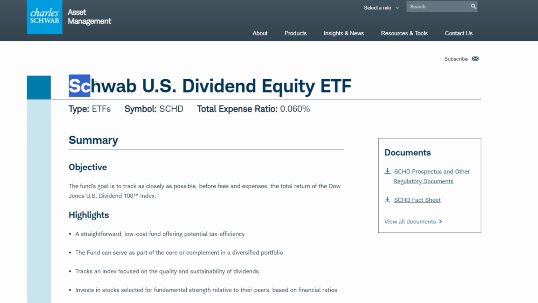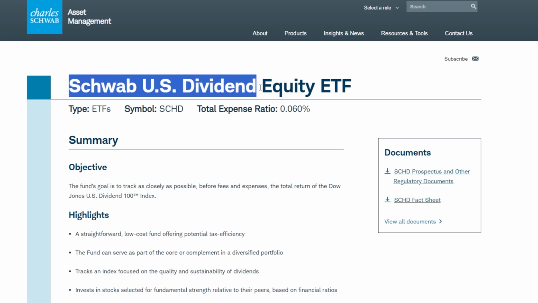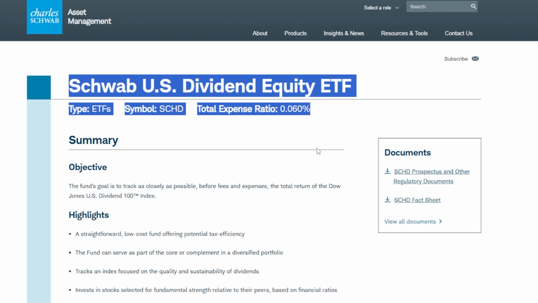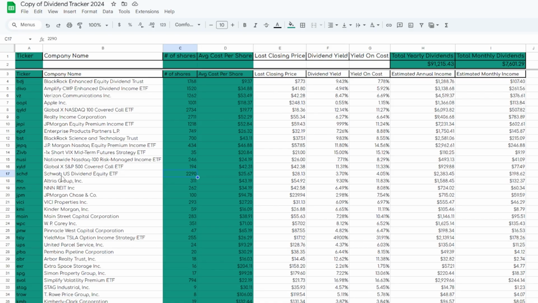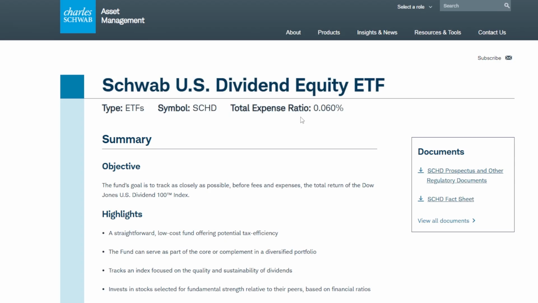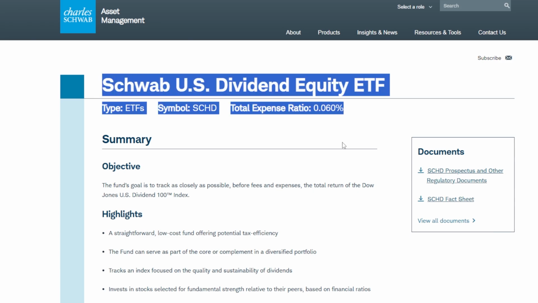Now I figured after how much SCHD, the Schwab US Dividend Equity ETF, I've been purchasing over the past several years, and the fact that I, as of right now, own almost 2,300 shares collectively across my portfolios, which earns me around $600 in dividends per quarter, I figured maybe now better than ever, it's a perfect time to make a complete beginner-friendly overview video about SCHD, which is my favorite dividend growth style ETF.